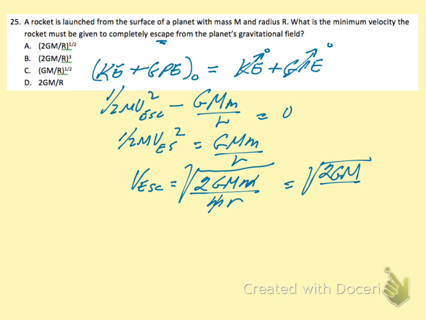but in this case they said the radius is big R. So we're going to equal the square root of 2GM over R. So it looks like C would be our best bet. Wait, 2GM. A is our best bet. Square root of 2GM over R.